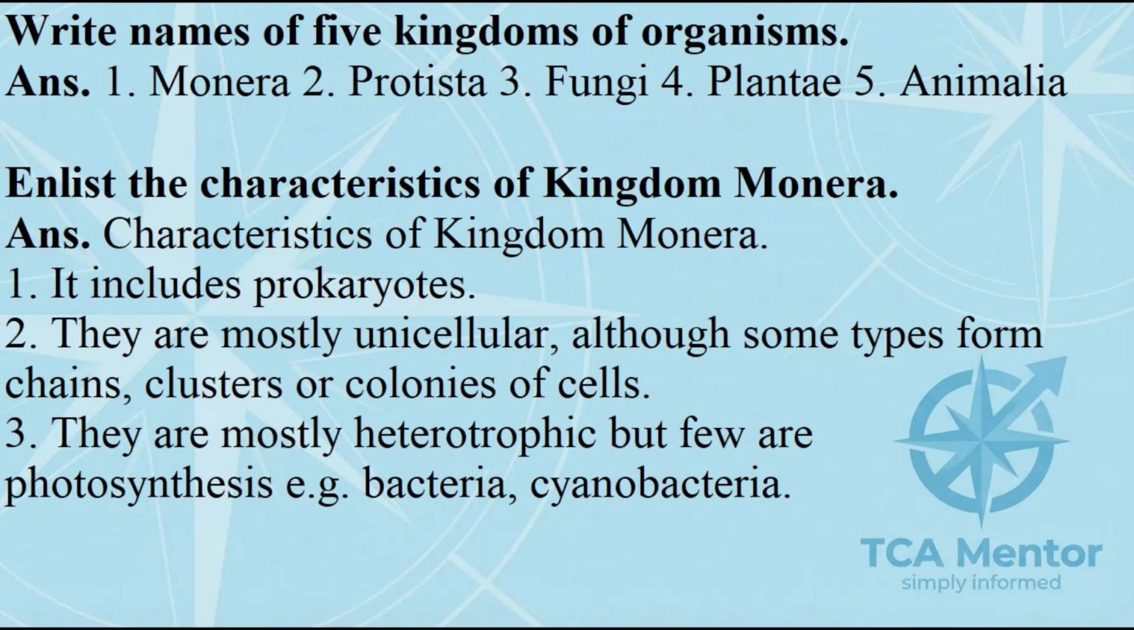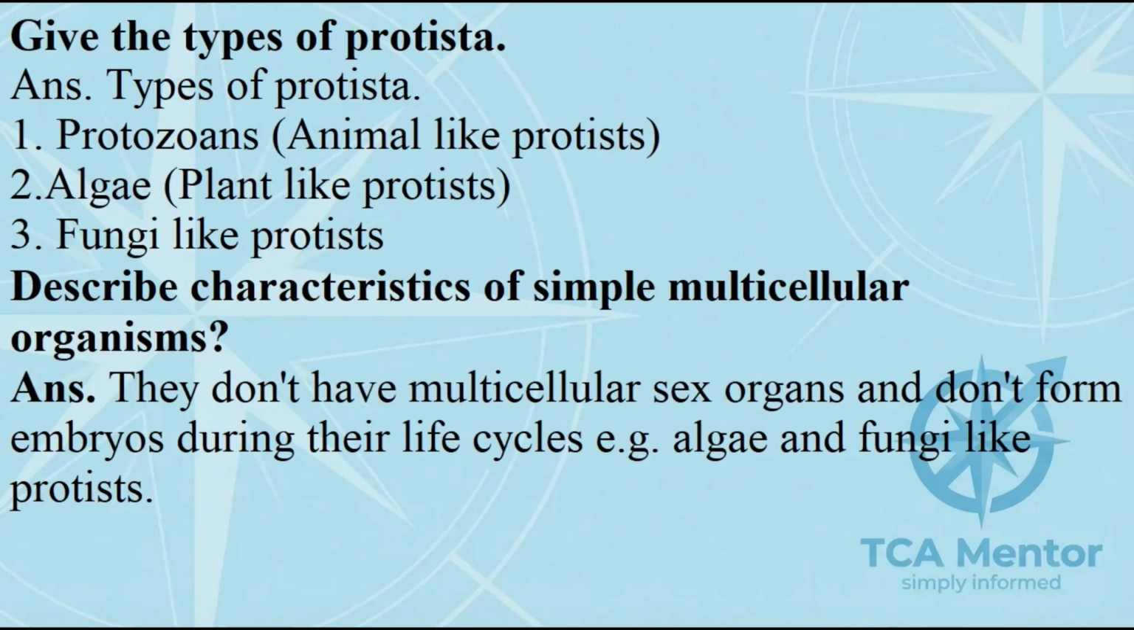Write names of 5 kingdoms of organisms. ANS. Monera, Protista, Fungi, Plantae, Animalia. Enlist the characteristics of kingdom Monera. ANS. Characteristics of kingdom Monera: It includes prokaryotes. They are mostly unicellular, although some types form chains, clusters or colonies of cells. They are mostly heterotrophic but few are photosynthetic, e.g. bacteria, cyanobacteria.